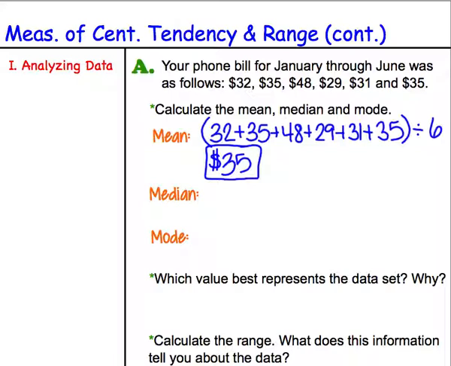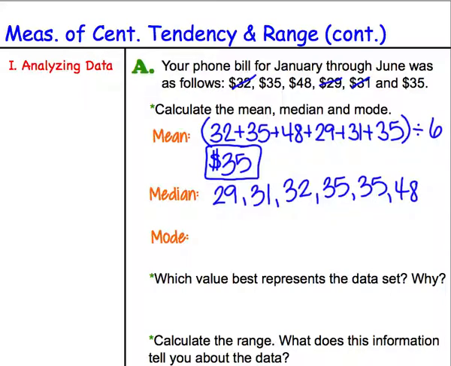Now, for our median, if you recall from the definitions, we put it in order numerically. It does not matter whether you go big to small or small to big. I'm going to go small to big, so we've got 29, 31, 32, 35, 35, and 48.